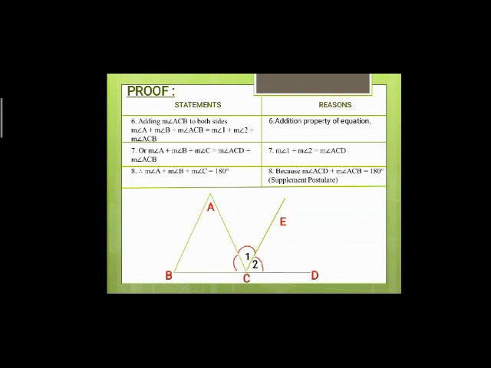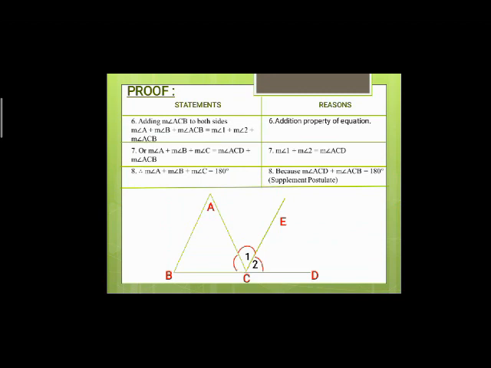Now the equation becomes angle A plus angle B plus angle ACB is equal to angle 1 plus angle 2 plus angle ACB. Why do we add both of these terms? With the help of the addition property of equation. So we know that angle 1 plus angle 2 is equal to angle ACD. Now put the value of angle 1 plus angle 2 in the given equation. So we say that angle A plus angle B plus angle C is equal to angle ACD plus angle ACB.